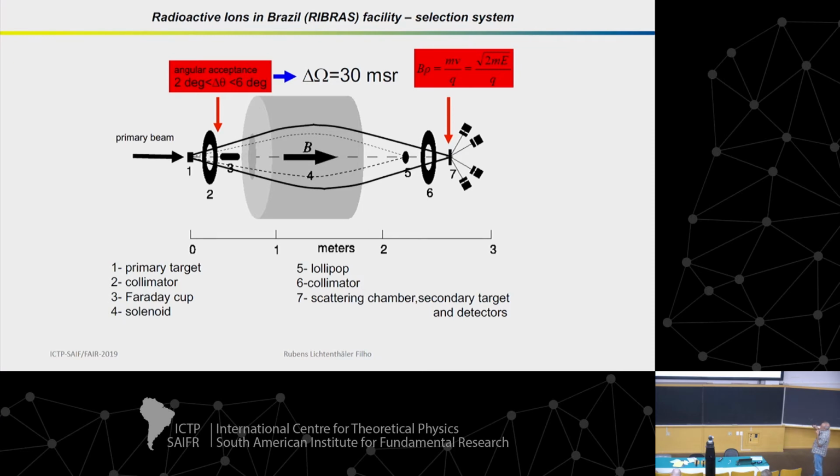And then there is a collimator to define the acceptance angle. The acceptance is between 2 and 6 degrees. So the particles are produced here and are focused at a position in the central chamber, chamber 2. And around this position, we may have detectors. In addition, we have these blockers and collimators to suppress unwanted secondary beams.